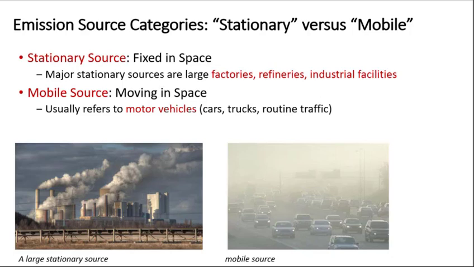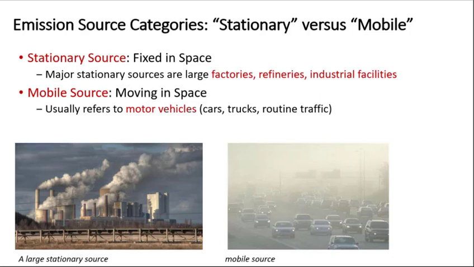Emission sources are commonly divided into 2 classes, stationary and mobile. As the name implies, stationary sources are those that are fixed in space. The graphic on the left illustrates a large stationary source, an industrial factory.